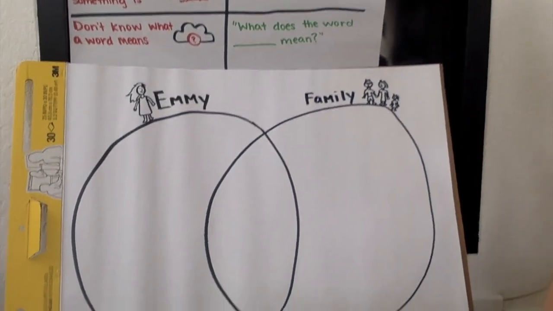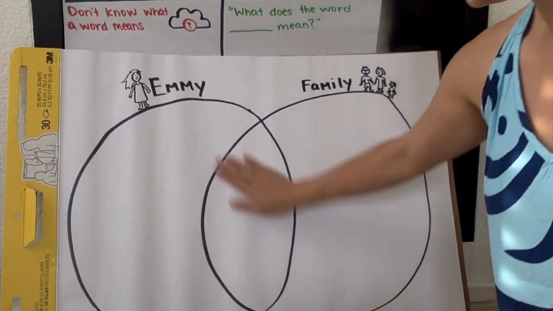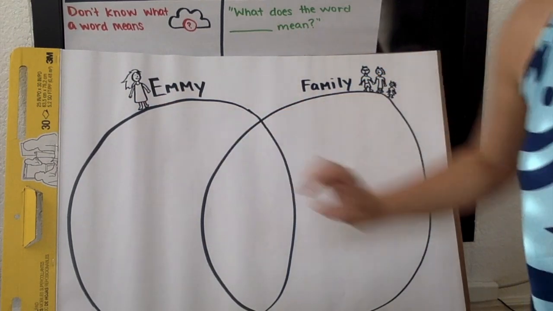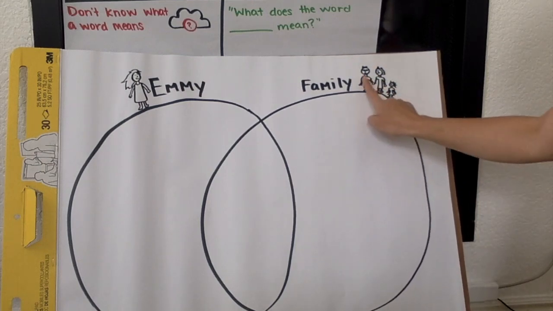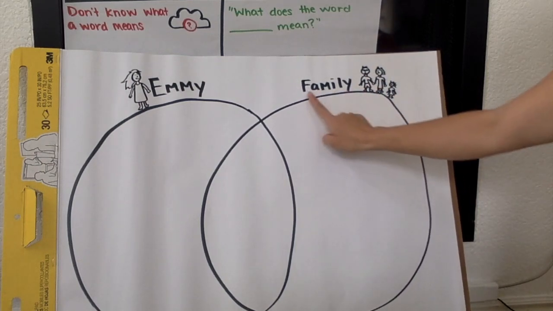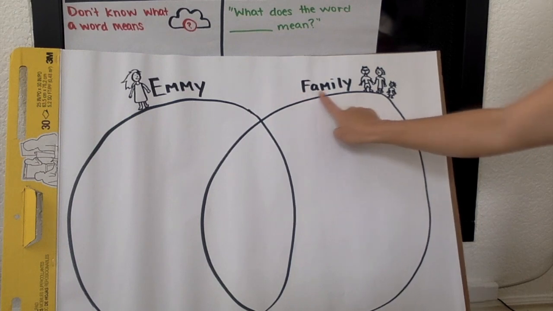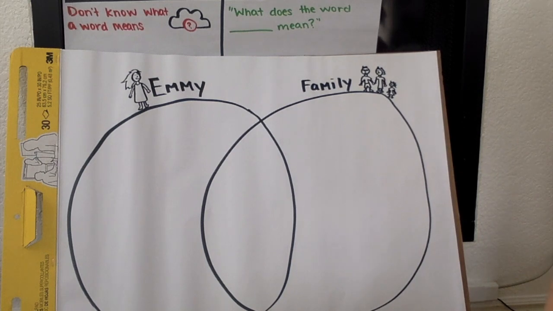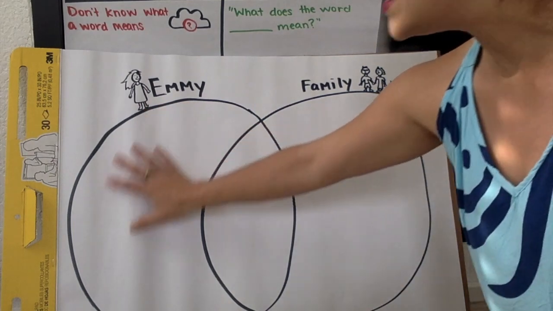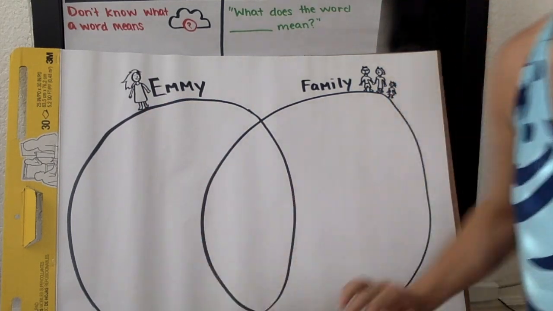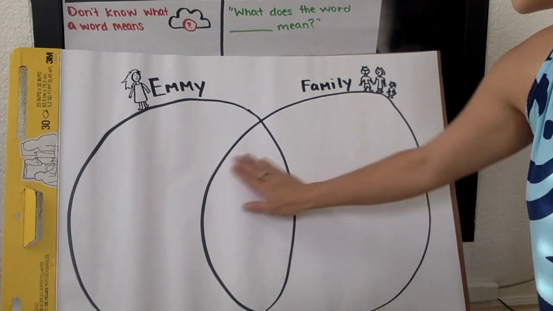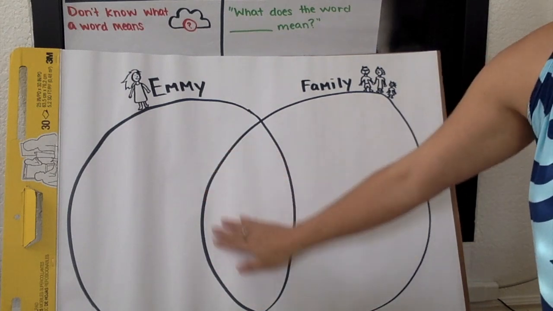So on our chart, you'll see on this side, I have a picture of Emmy, E for Emmy. And on this side, I have her daddy and her mommy and her little sister. And I have the word family, F for family. So what we're going to do is we're going to take a look at what happens in the beginning of the story, the middle of the story, and at the end of the story. And we're going to see, what does Emmy do? What happens to Emmy? What does her family do? What happens to her family? And here in the middle, what do they share? What is the same that they experience or they do?